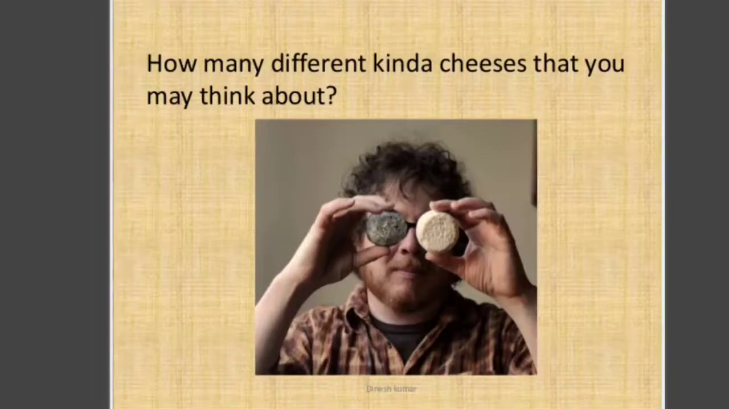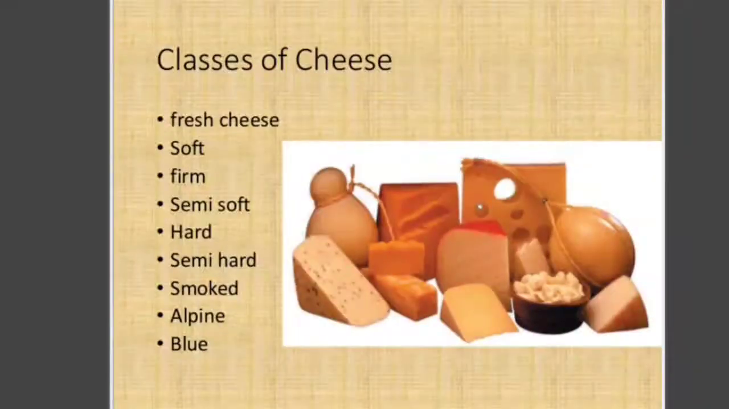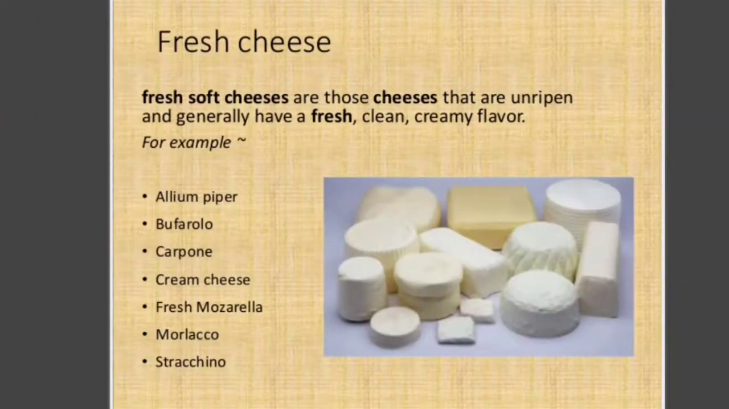Here is the question: how many different kinds of cheeses can you think of? The answer is that the classes of cheese are fresh, soft, firm, semi-soft, hard, semi-hard, smoked, alpine, and blue. First we are going to learn fresh cheese. Fresh soft cheeses are those cheeses that are unripened and generally have a fresh, clean, creamy flavor. For example, Allium Piper, Buffalo, Mascarpone, cream cheese, fresh mozzarella, Morlacco, Stracchino.